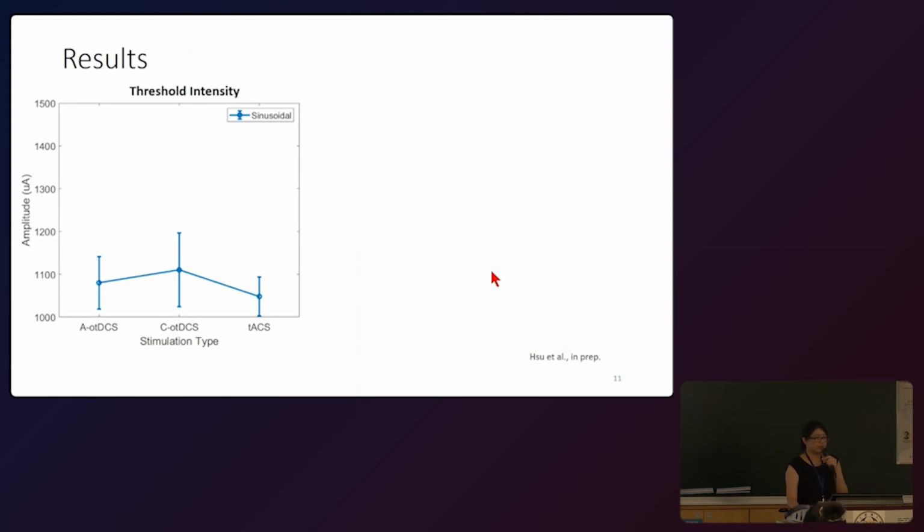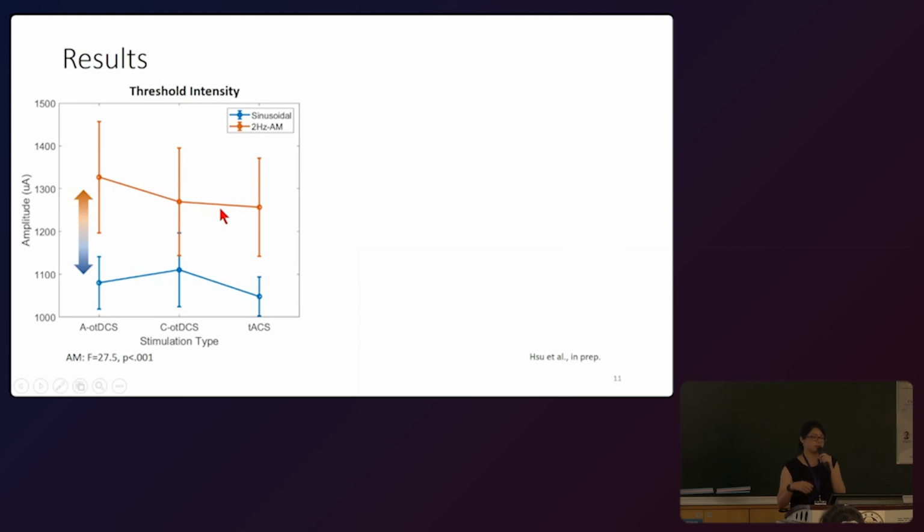Firstly, you can see that the threshold intensity in the sinusoidal stimulation shows no difference between different kinds of stimulation, but the subjects can basically see phosphene no matter which kind of stimulation. And here we see the amplitude-modulated condition, like the first experiment. They still have a higher threshold here. So it basically replicates our previous study.